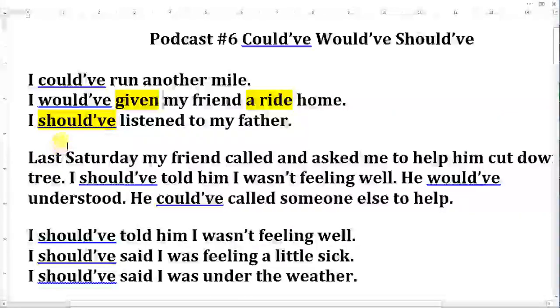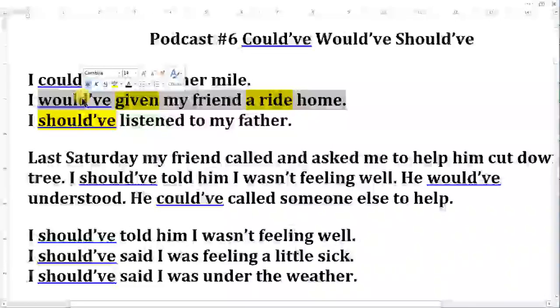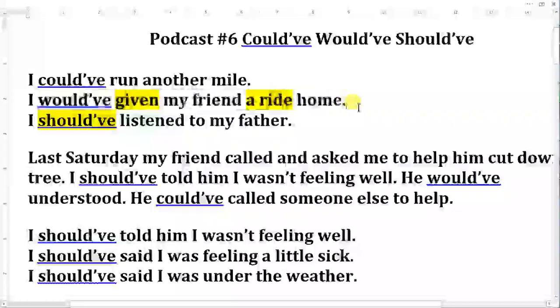When you say, I would have given my friend a ride home after the party, it means that after the party you were thinking, I will give my friend a ride home if she wants one. But for some reason, you did not give your friend a ride home. Repeat. I would have given my friend a ride home.